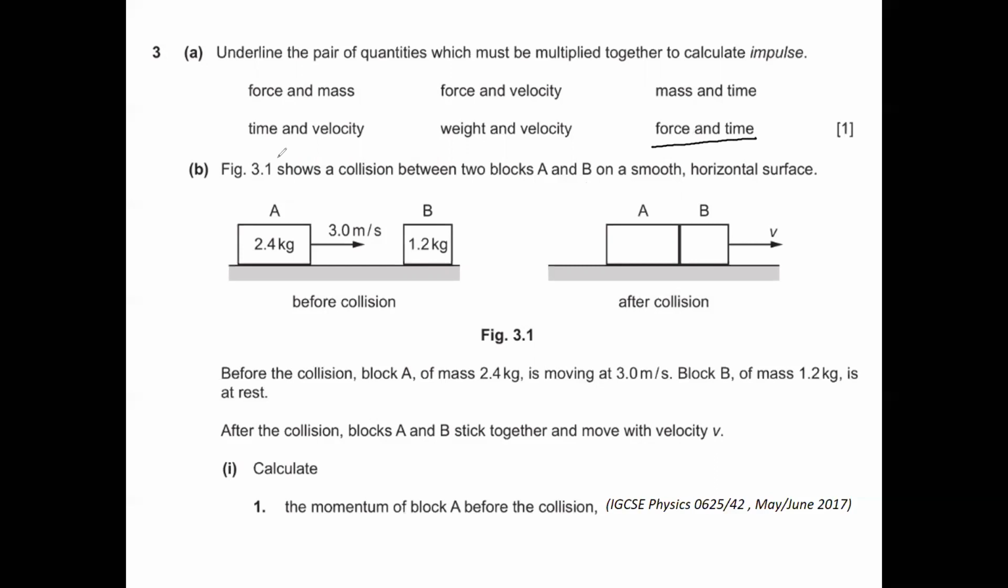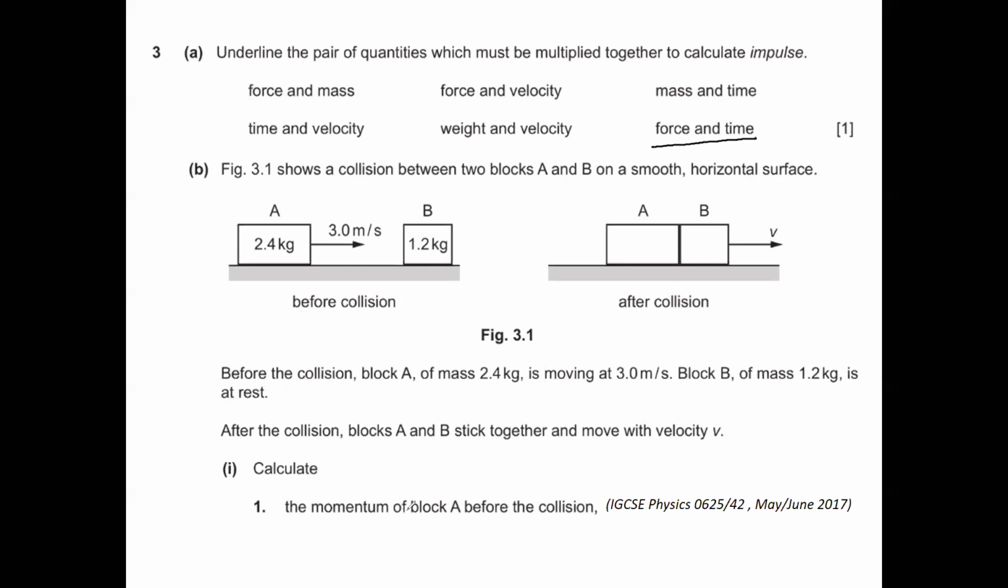And then for part B, a collision between two blocks A and B on a smooth horizontal surface. Before the collision, block A has mass 2.4 and velocity 3 meters per second to the right. Block B has mass 1.2 and is at the right, at rest. After the collision, blocks A and B stick together and move with velocity v.